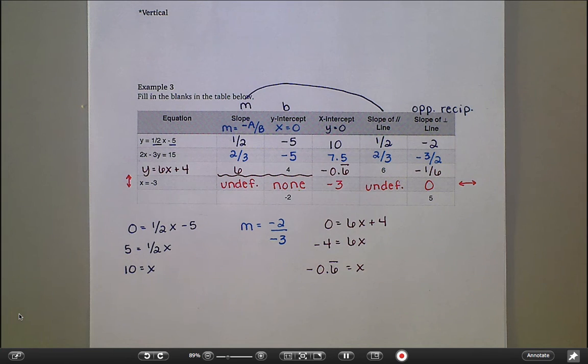And one more to do. Let's see if I have one more color I can throw your way. Okay. All right, we'll be boring.